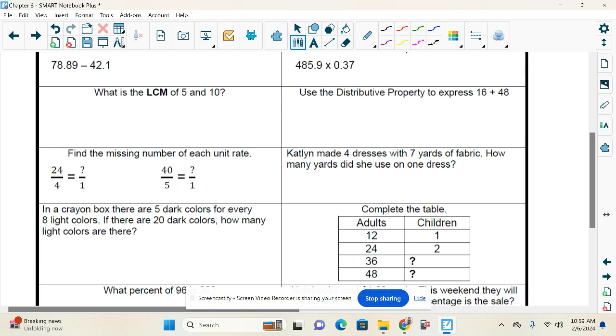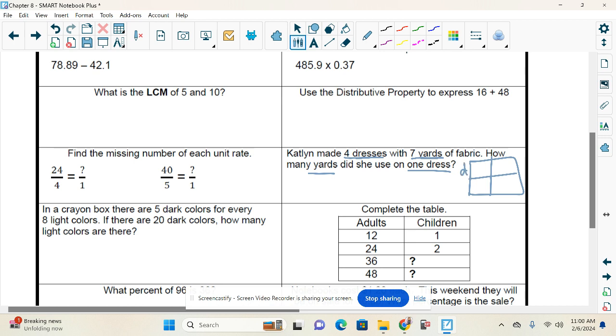All right, next question says, Caitlin made 4 dresses with 7 yards of fabric. How many yards did she use on one dress? Here's one of those, we're comparing 2 things again. We've got dresses going on and we've got yards going on. When I'm comparing 2 things, that is a ratio. And if I have a ratio, the best thing for me to do is a ratio box. So I'm going to set up a ratio box.